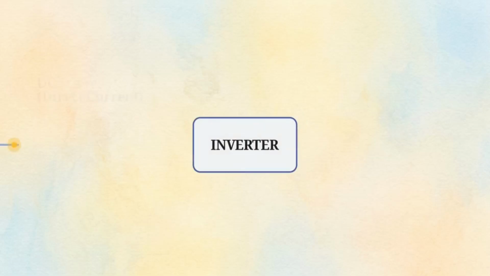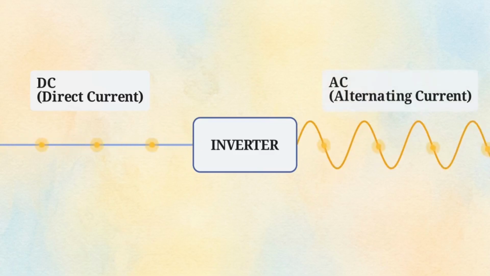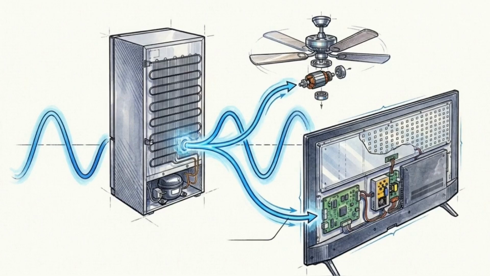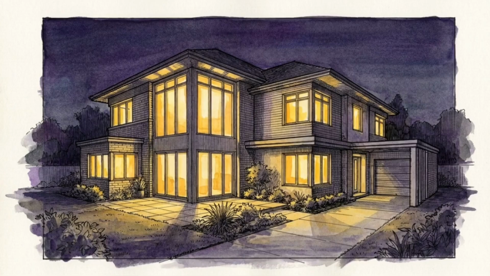As shown here, the inverter takes that flat DC flow and reshapes it into the smooth, undulating sine wave of alternating current, or AC. This oscillating AC wave is the standard electrical language required by the home grid and everyday appliances. The transformation from wild cosmic energy to household utility is complete.